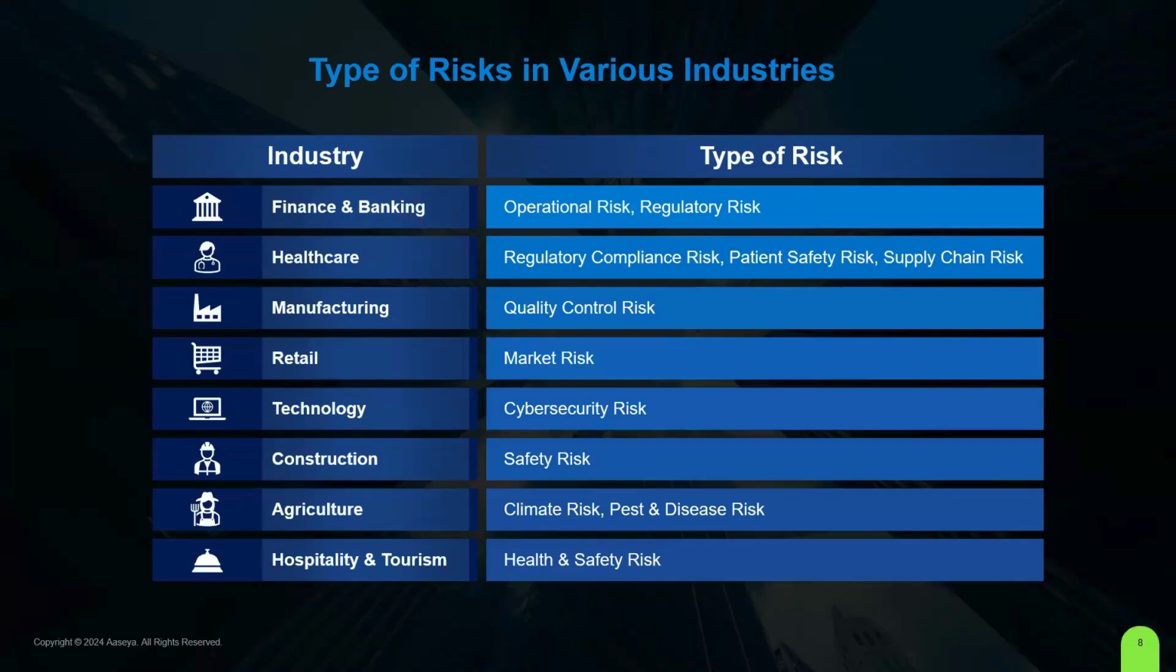Let us take a look at some of the risks across various industries. For the benefit of time, let us consider a few examples here. Let us start with finance and banking and consider the operational risk. An example would be a bank's online banking platform crashes during peak hours, preventing customers from accessing their accounts. This could lead to lost business, reputational damage, and compensation claims.